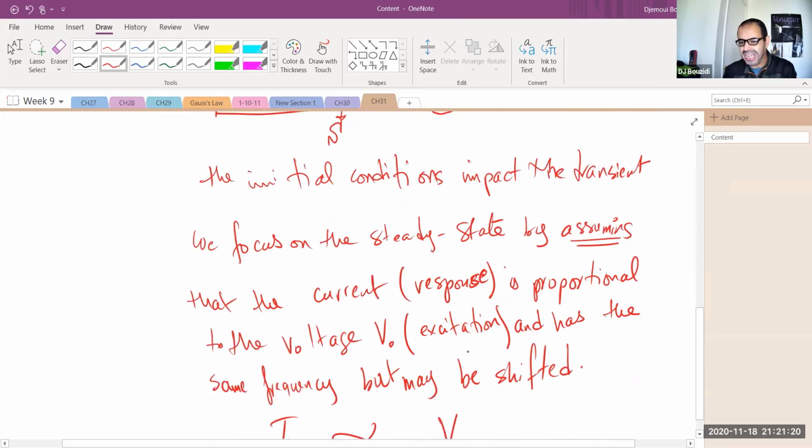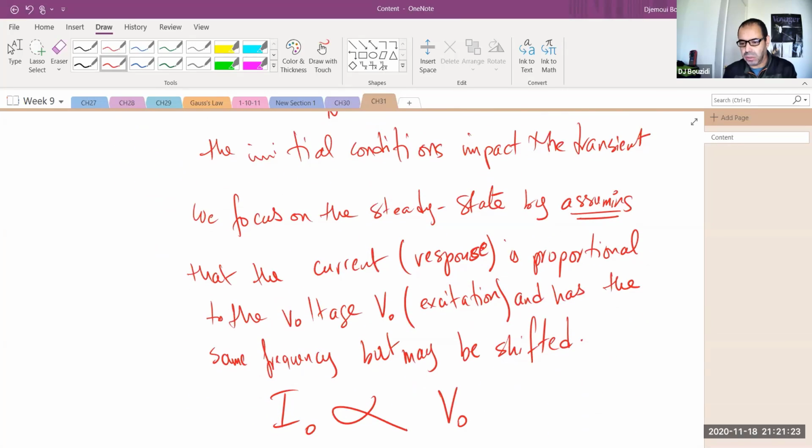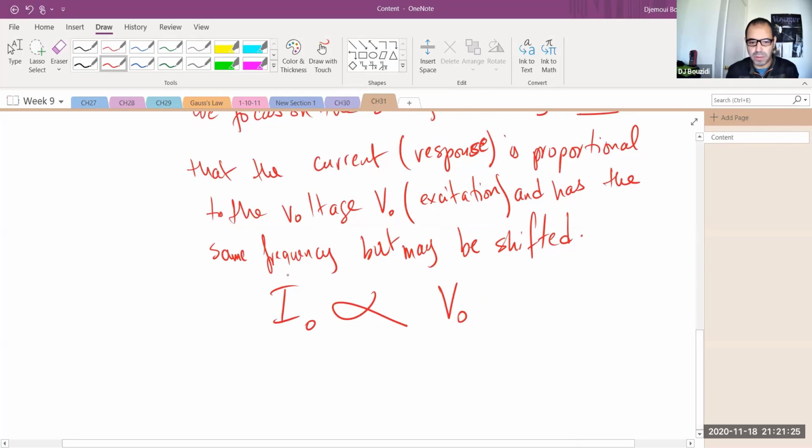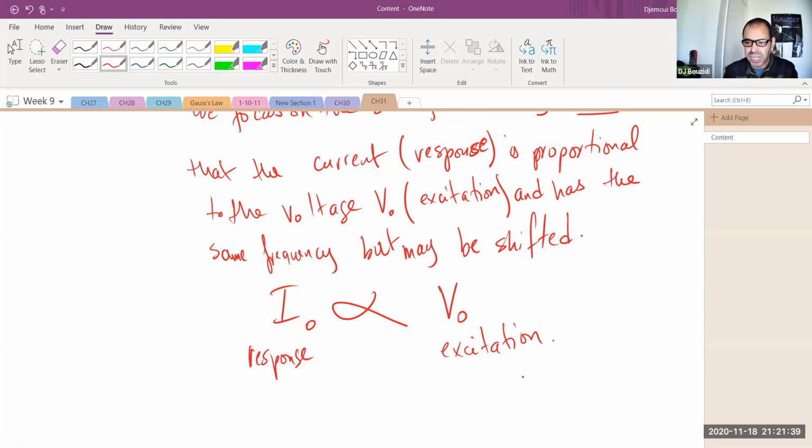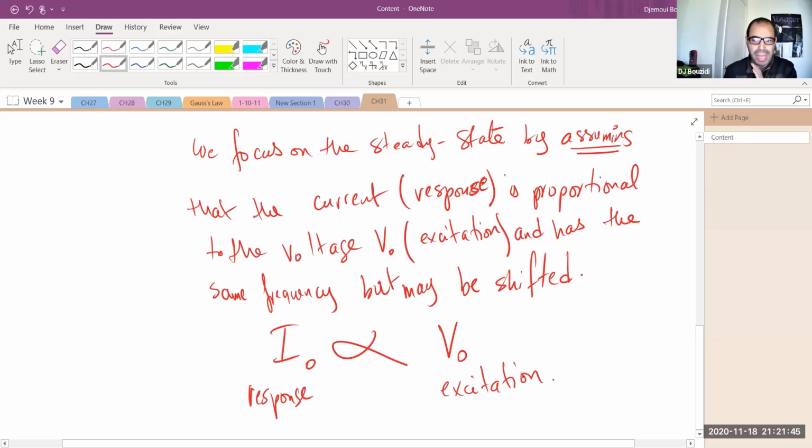So the response needs to be proportional to the excitation. So this is my response. And this is the excitation. Okay? And between this and that, there is always a transient. The transient may take a long time for the steady state to be established, or may happen right away. Most of the circuits that we have in our households, the transient is very short-lived, okay? But it's there nonetheless. And it's there when you turn on the circuit, and it's there when you turn it off. It's always there, okay? The system has to go through it, okay?